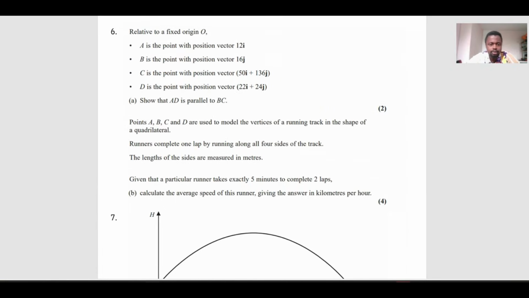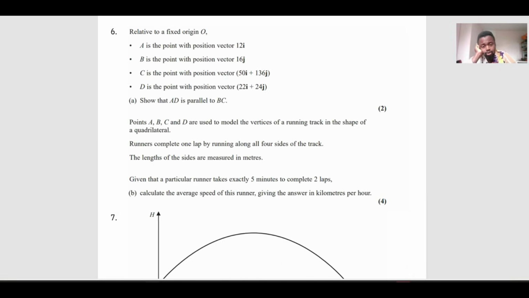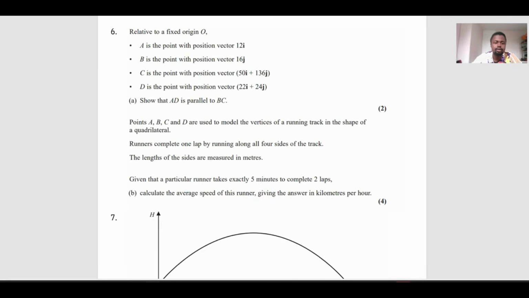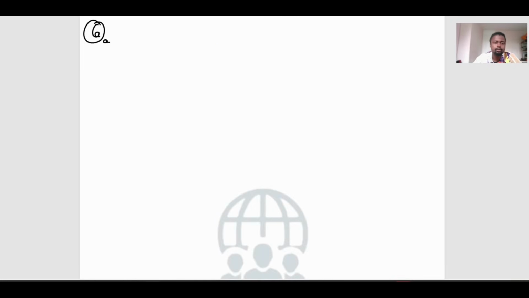That's question 6. All right, question 6 says, show that AD is parallel to BC. So I would like to firstly write out the vector for each point. So A is 12i, B is 16j. So let me just use that to distinguish. Then C is 50i plus 136j.